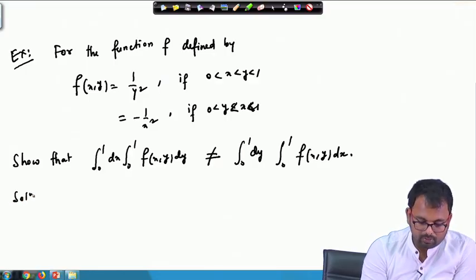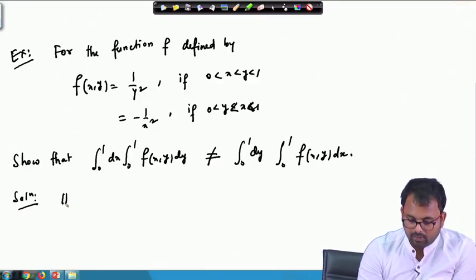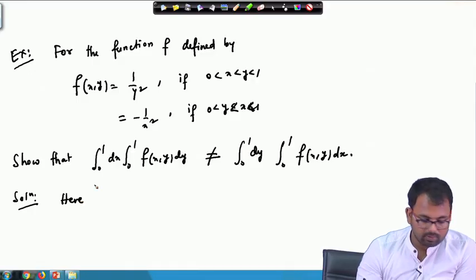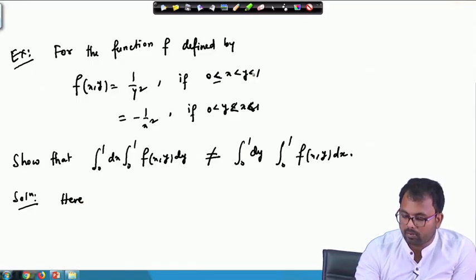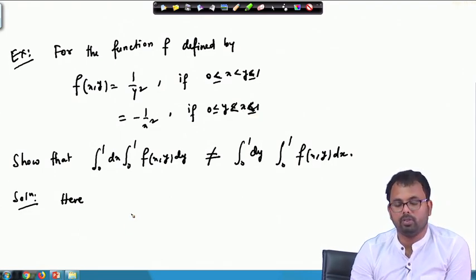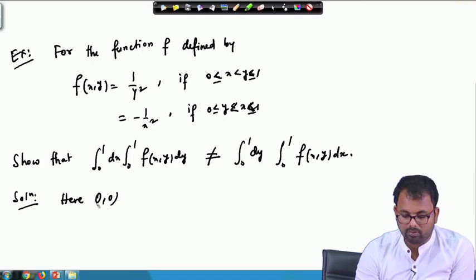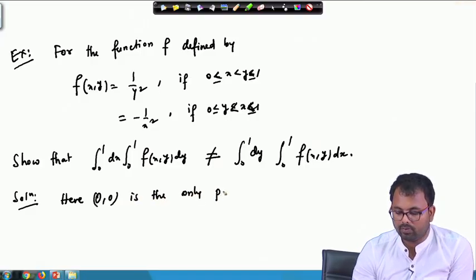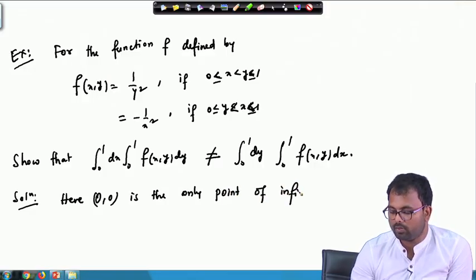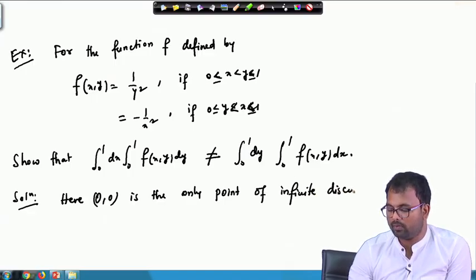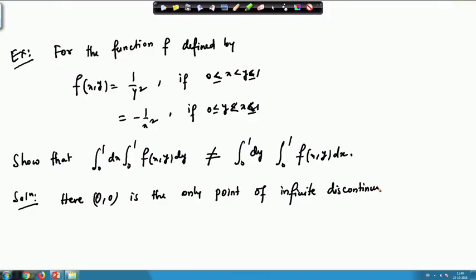Solution. It is better to include the end points. Here (0,0) is the only point of discontinuity, a point of infinite discontinuity, because the function is unbounded at the point (0,0).